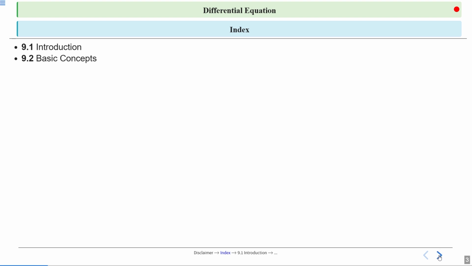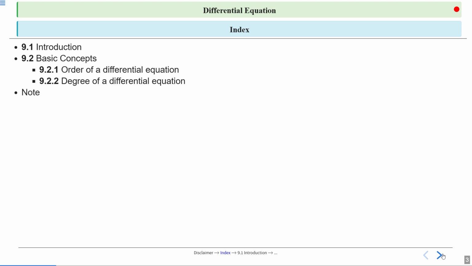At first we see the introduction, what is a differential equation, then some basic concepts, that is what is the order of a differential equation, and then the degree of a differential equation. Those are the two most important things to define a differential equation. Then we do example 1, and at last we do exercise 9.1.